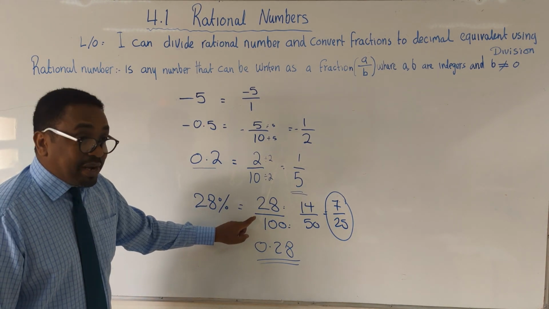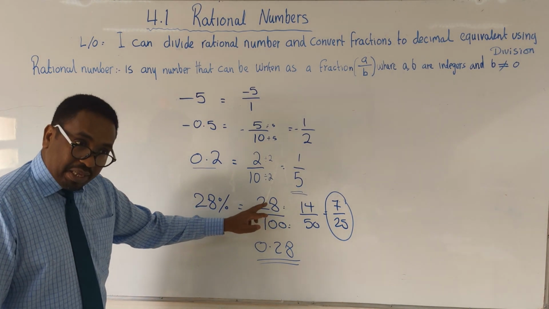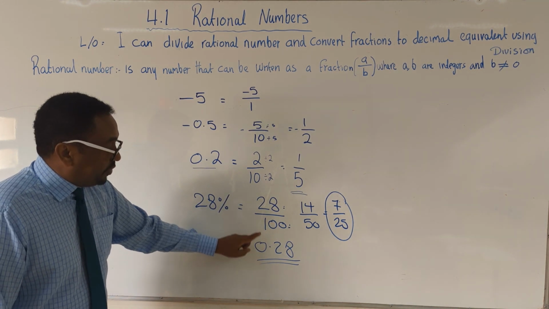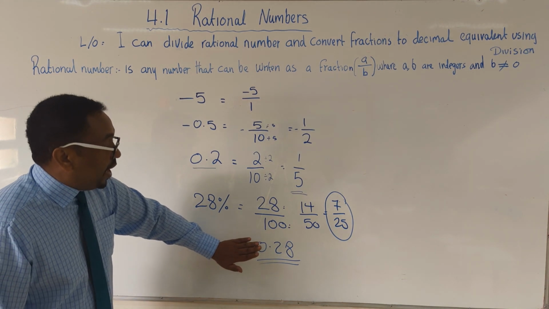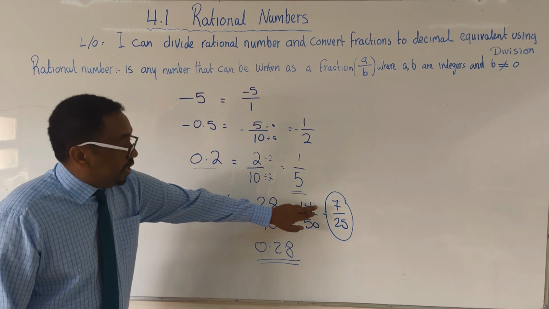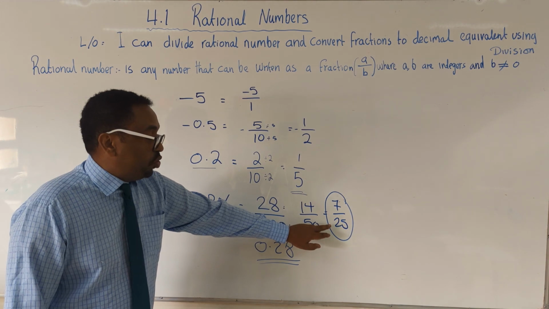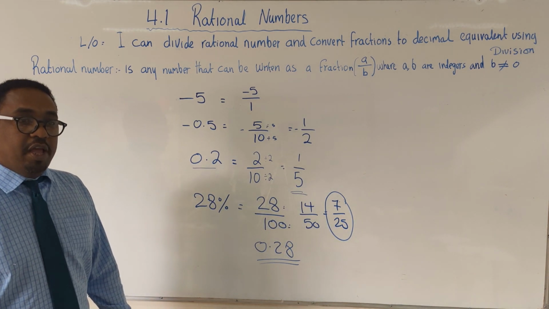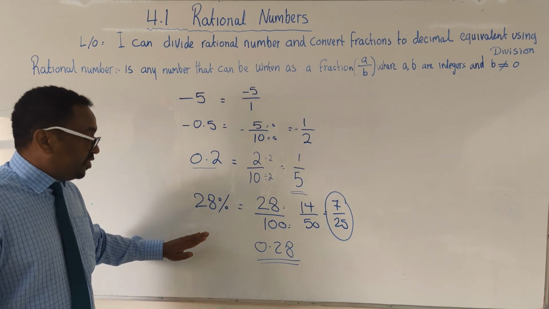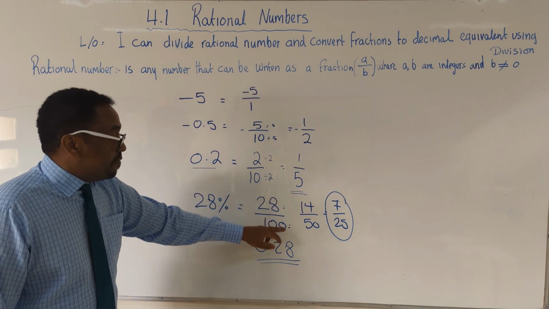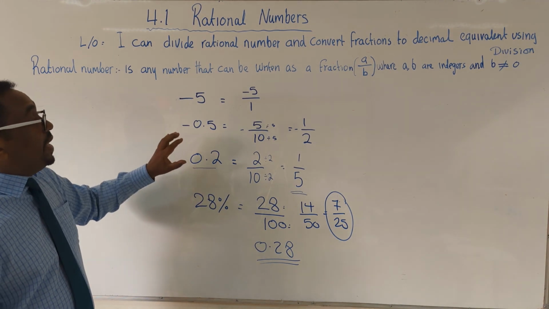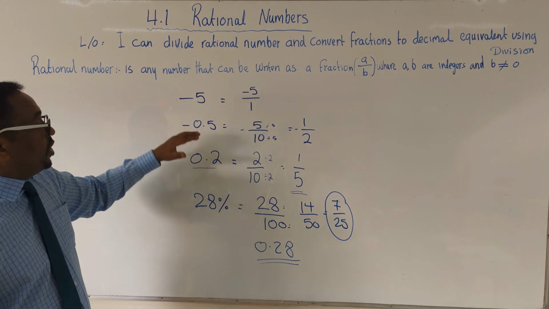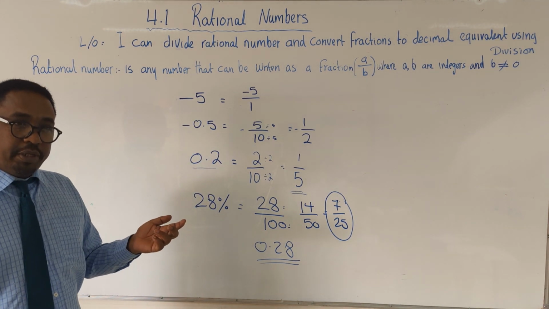So for a number divided by 100, you can move the decimal twice backward. So this becomes 0.28. And as a fraction, after simplification, it will become 7 over 25. Okay? So we will have one number as a decimal, as a fraction, and as a percentage. So it should be easy to be able to change numbers into decimals and fractions.